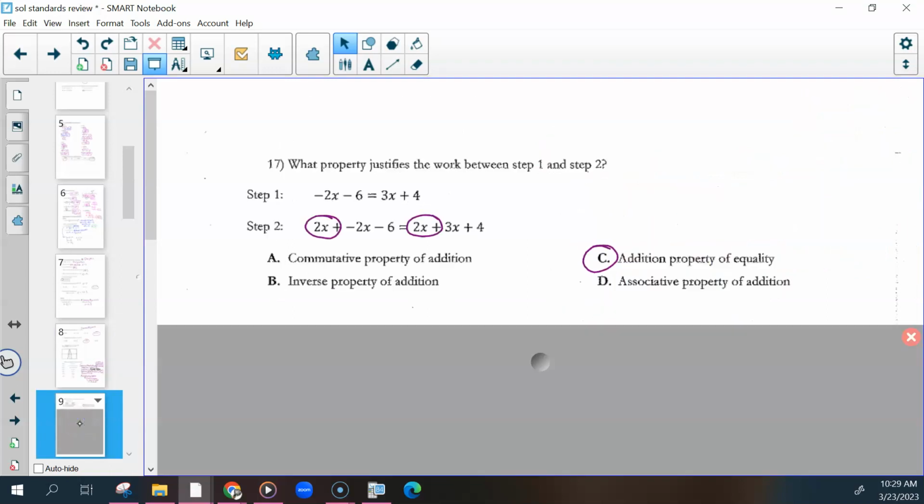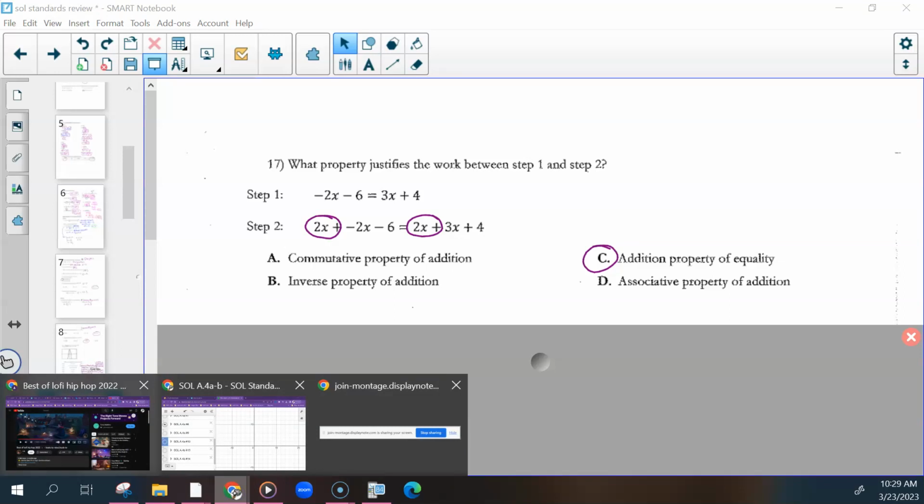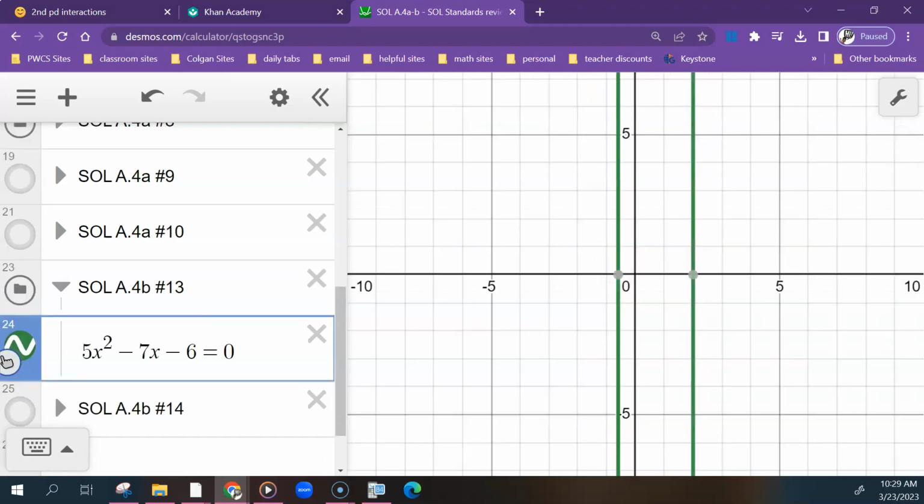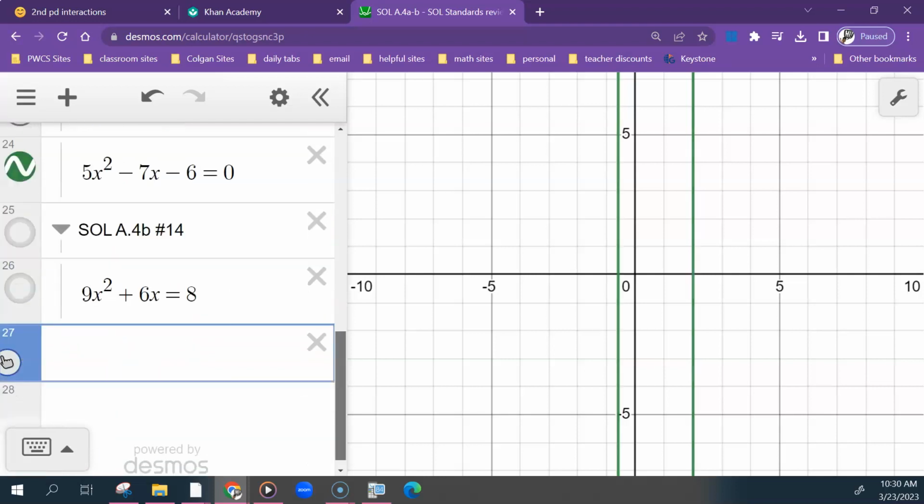Was C. We added on both sides. And then for 13, if you put that in, you'll get 2 answers. And you would just have to see which of those 2 match the ones that you have. Actually, I think that one, it asked for both. So maybe 14, you just needed one of them. It was one of them.